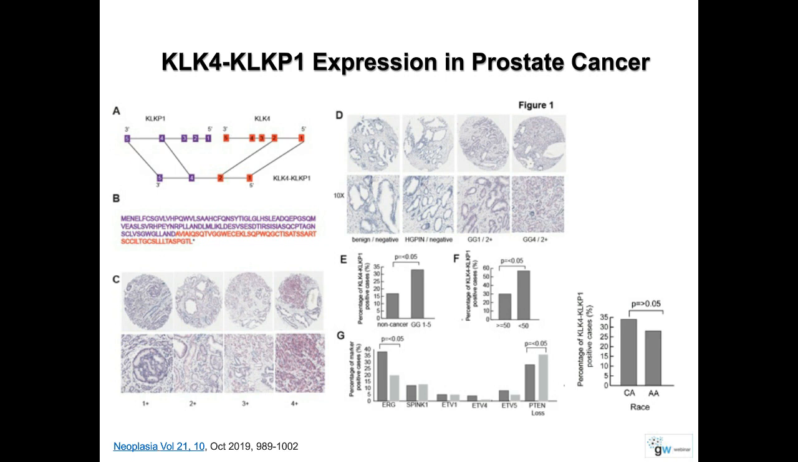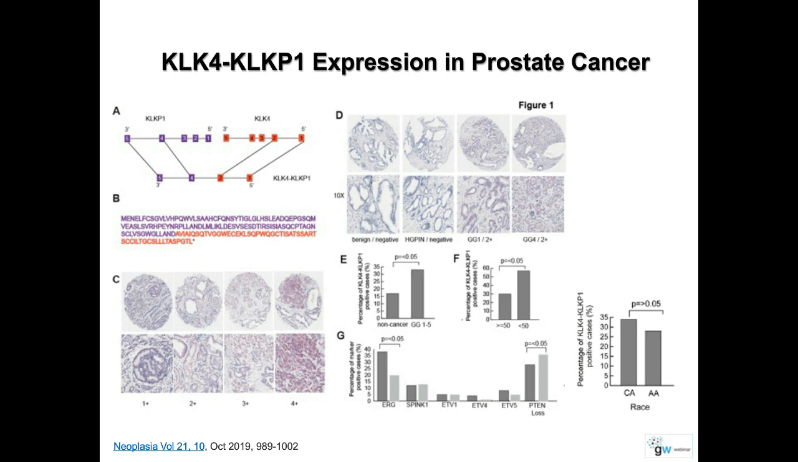At the bottom, in C, we show the differential levels of expression. Some cancers show low level expression, as we showed in the PCR data two slides before, and some samples show very high level expression, which we classify as 1+, 2+, 3+, or 4+. Based on this expression, we were able to show that the expression is very specific to high Gleason grade prostate cancer, which we show in E, and in F we show that this gene fusion is expressed particularly in men who are under the age of 50.